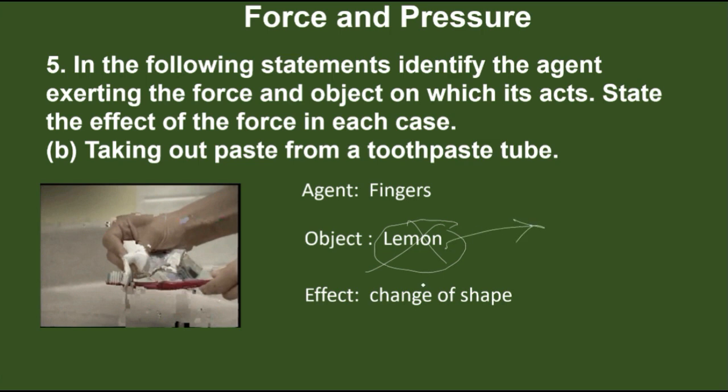And what should be here in place of lemon? It's a toothpaste, isn't it? We are applying force on toothpaste, and again what has happened? Change in shape. So lemon is the wrong answer here. We have to go for toothpaste. I hope you have understood. We are using fingers on an object called toothpaste, and then the effect is change of shape.